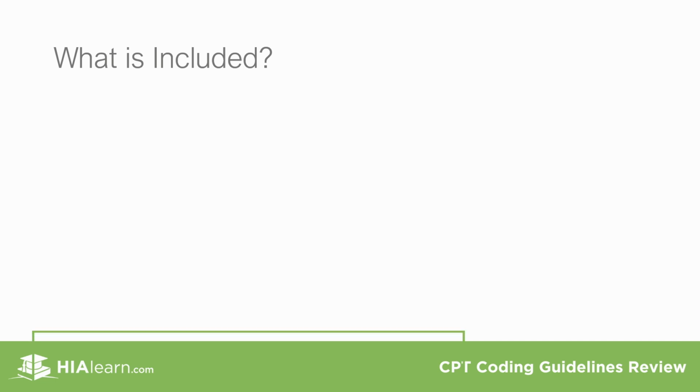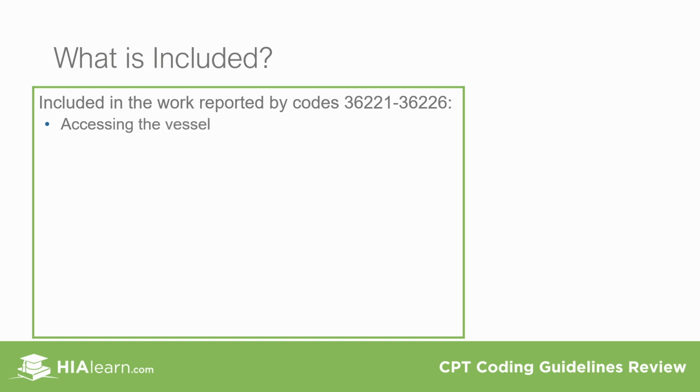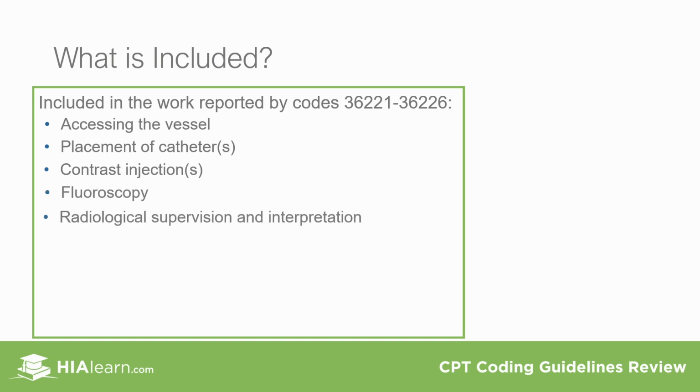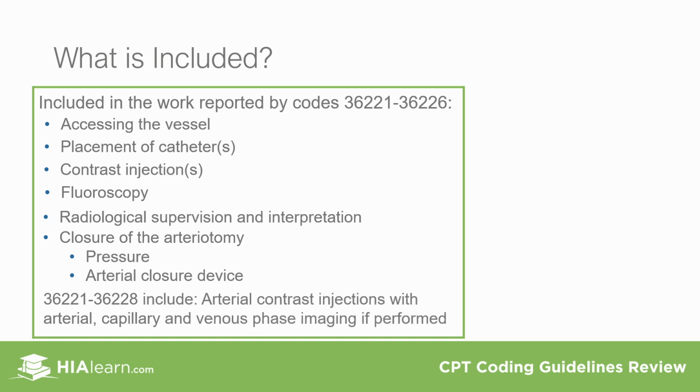Diagnostic studies of the cervicocerebral arteries reported with codes 36221 to 36226 include the work of accessing the vessel, placement of catheters, injections of contrast, fluoroscopy, radiological supervision and interpretation, and closure of the arteriotomy by pressure or an arterial closure device. Codes 36221 to 36228 include arterial contrast injections with arterial, capillary, or venous phase imaging when performed.